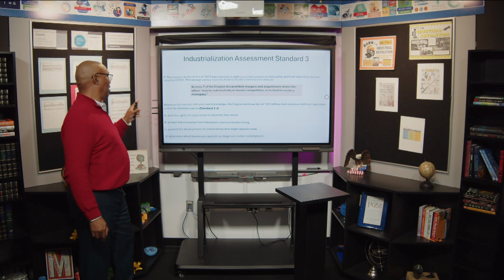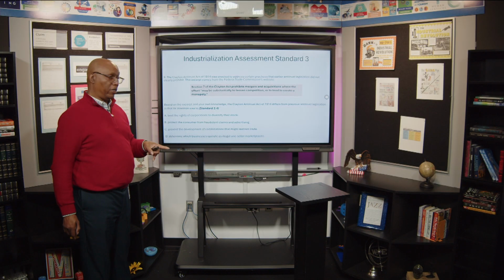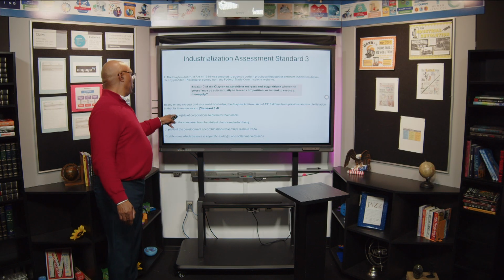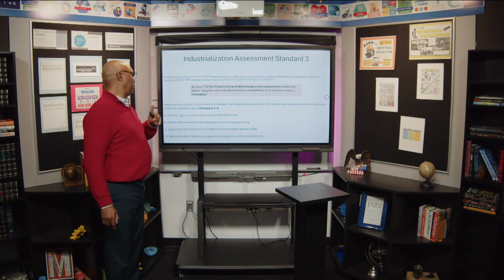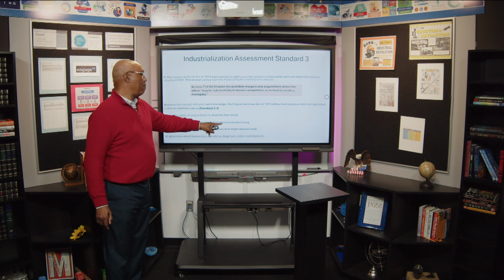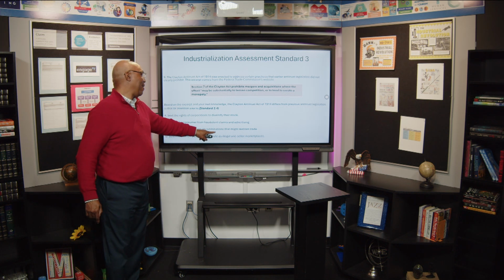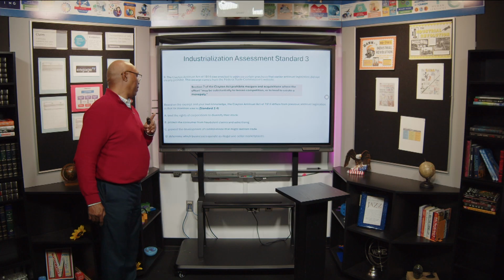Based on the excerpt and your knowledge, the Clayton Antitrust Act of 1914 differs from previous antitrust legislation in that its intent was to, and this is from Standard 3, Objective 4, limit the rights of corporations to diversify their stock? Nope. Protect the consumer from fraudulent claims in advertising? Nope. To prevent the development of combinations that might restrain trade? Possibly. Determine which businesses operate as illegal one-seller marketplaces?